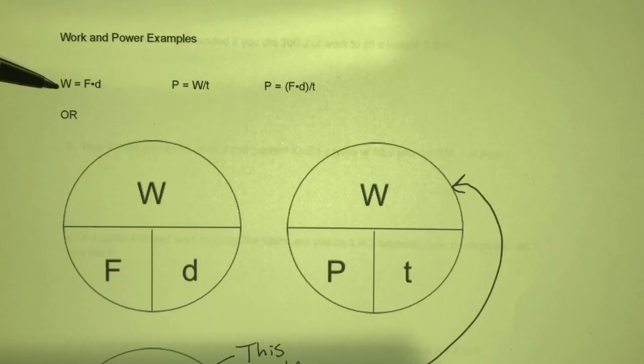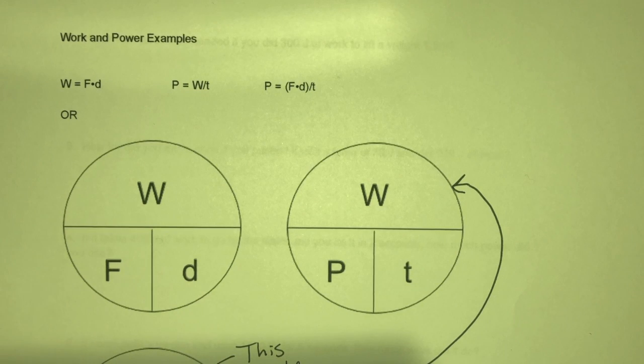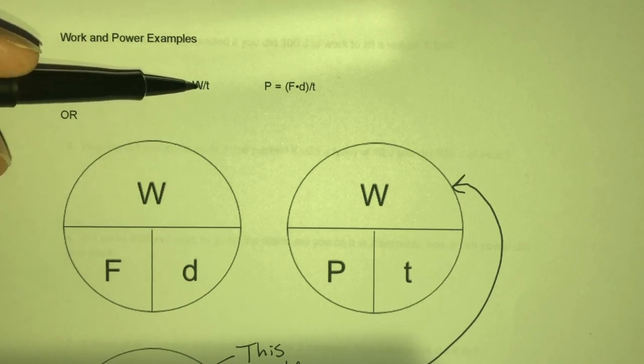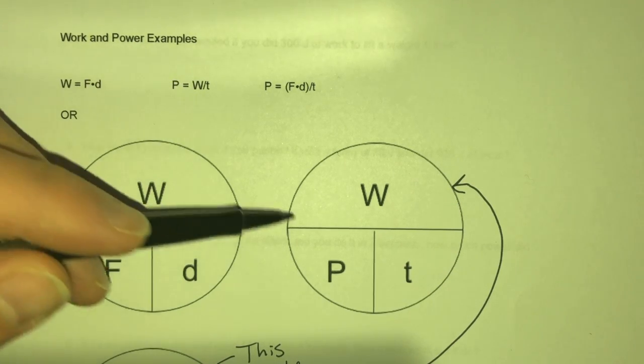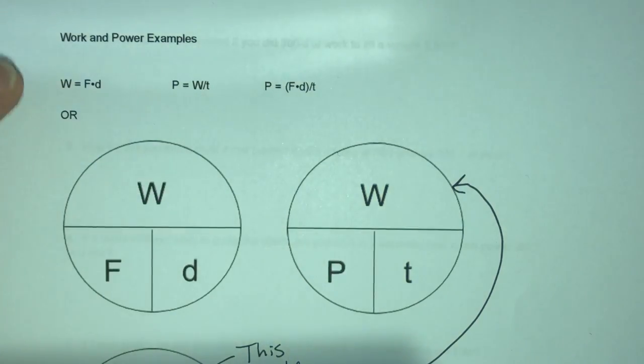The first one was the equation for work. Work equals force times distance. And that can be written in this form. That should be familiar to you from what we've done in class before. Also, we have power equals work divided by time, and that's this one right here. Power equals work divided by time.